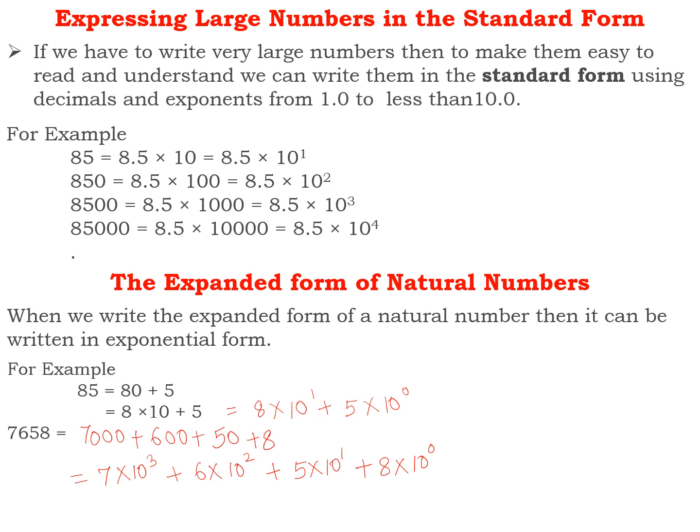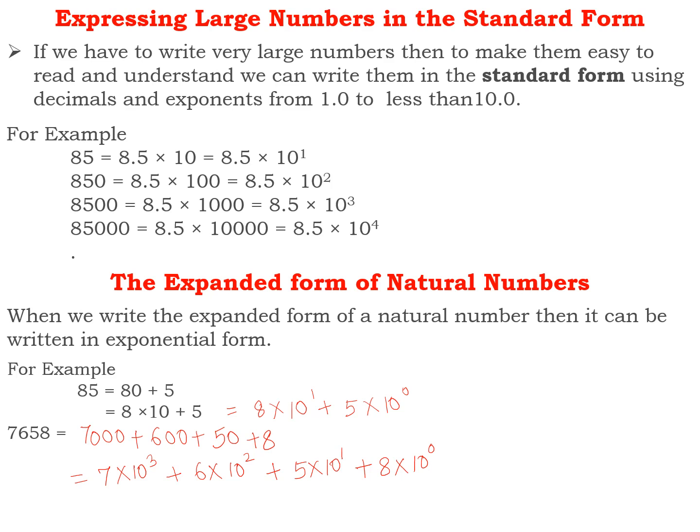Same way, 850 can be written as 8.5 into 100. If you multiply 8.5 into 100, you will get 850. And 100 can be written as 10 to the power 2. So 8500 can be written as 8.5 into 1000. Now your 1000 can be written as 10 to the power 3.